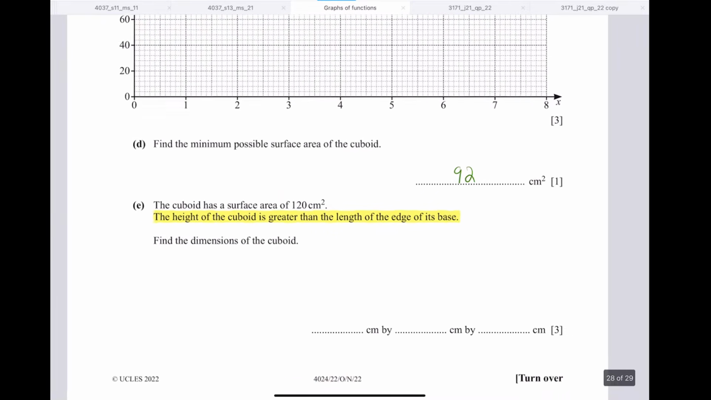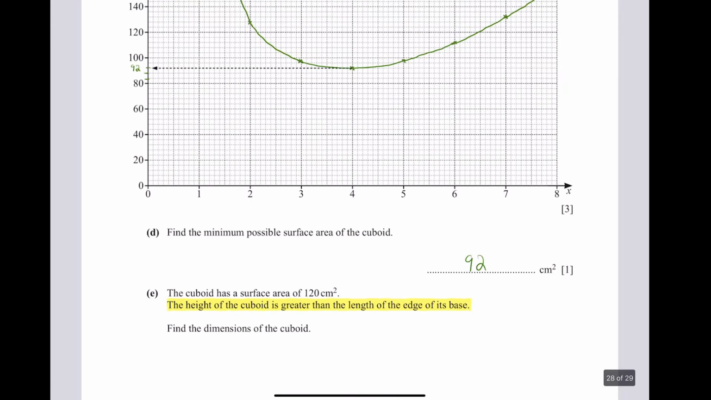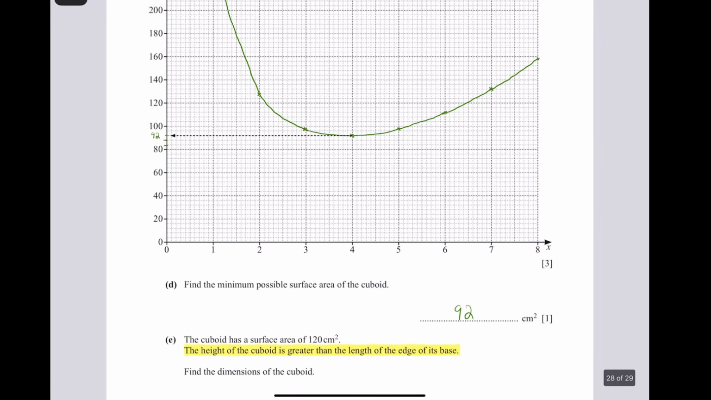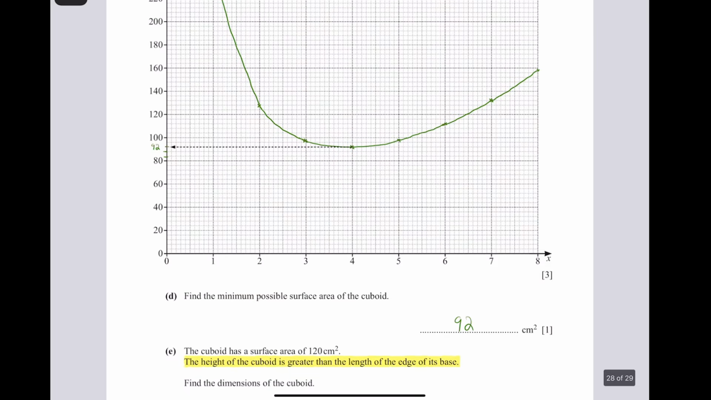Now if we have the area, how will I use the graph to find out the height and the length of the base? How will I do that, considering that I have the area? How will I use this graph and do that? That's what the question is basically. Anyone who'd like to answer that?